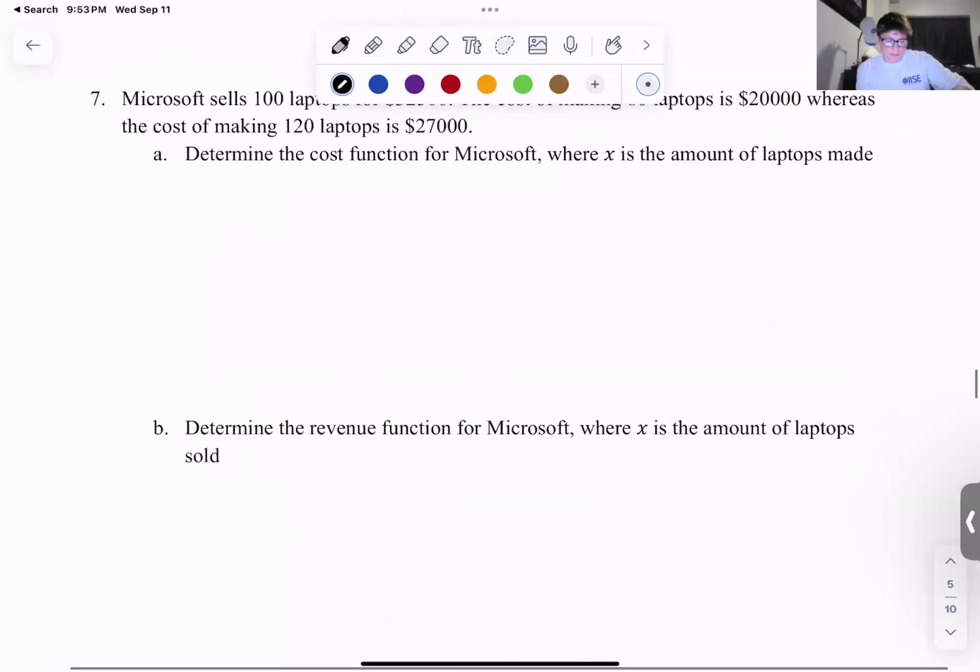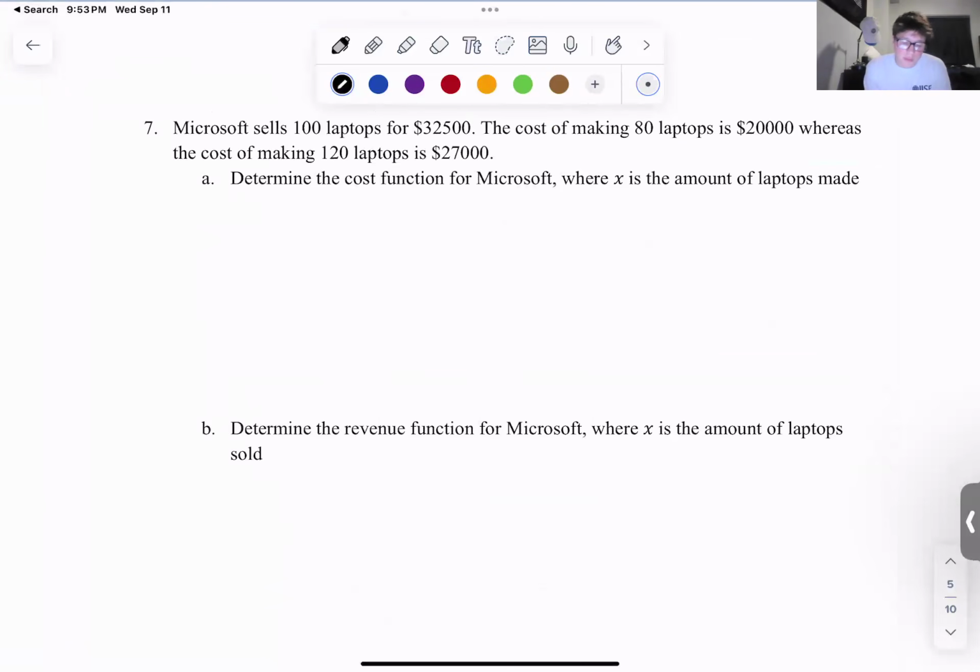Question number 7. Microsoft sells 100 laptops for $32,500. The cost of making 80 laptops is $20,000, whereas the cost of making 120 laptops is $27,000. Determine the cost function for Microsoft, where x is the amount of laptops made. All right. Well, first of all, for a cost function, you have multiple things, right? You have the cost per unit multiplied by x, which is how many units you make, plus the fixed costs.